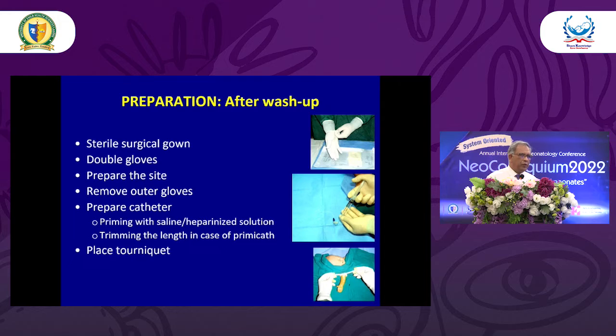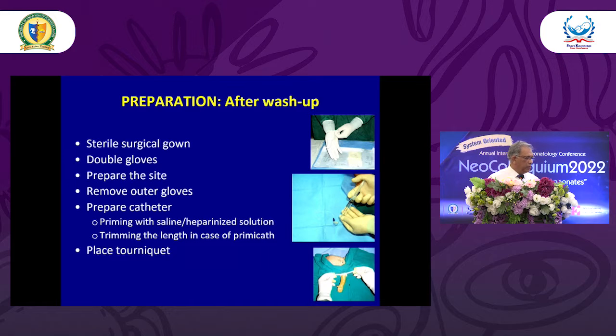After measuring the length of the vein, after choosing the length of the catheter, we put up a sterile gown and 2 gloves. 2 gloves are easier to use as compared to changing the gloves later on. Then the site is prepared, means cleaning with either chlorhexidine or povidone iodine. Then the outer gloves are removed before you start handling the long line. These gloves should be fresh. So remove outer gloves after preparation of the site.